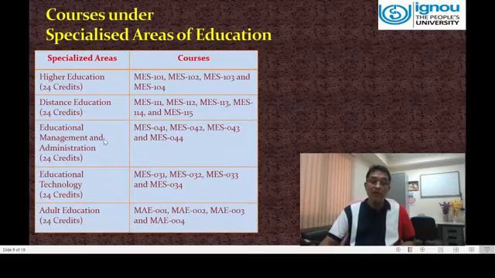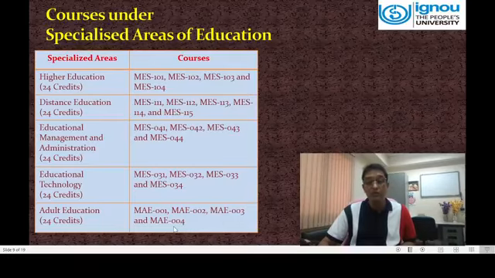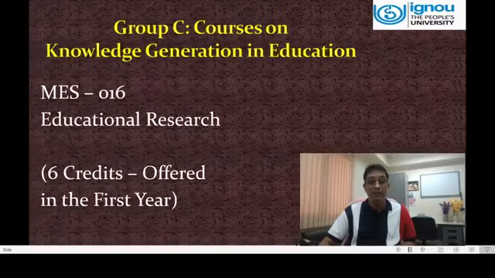Accordingly, in educational management and administration, MES 041, 42, 43, and 44 that you have to study. Then educational technology, MES 031, 32, 33, and 34 that you have to study. In adult education, MAE 001, 002, 003, and 004. So what you have to do, you have to select any one area among these 5 areas, and all the courses from that area you have to study. All of these courses are included in the second year of your program.